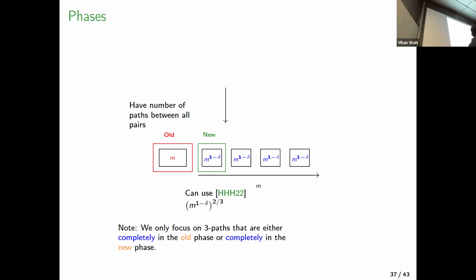Again, this is just a partition of the edges. So I can calculate something that goes through this and goes through this. Note that there can be some paths that have some edges here and some edges here. We don't worry about them for now. But this sort of makes sense.